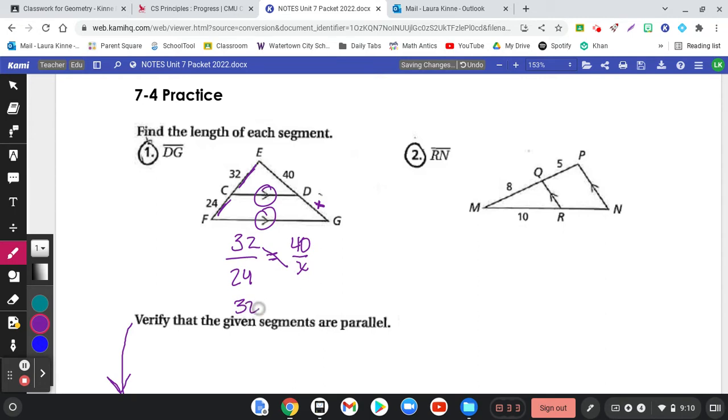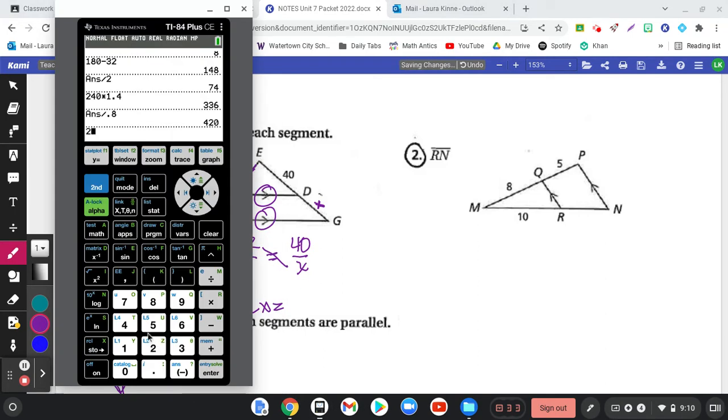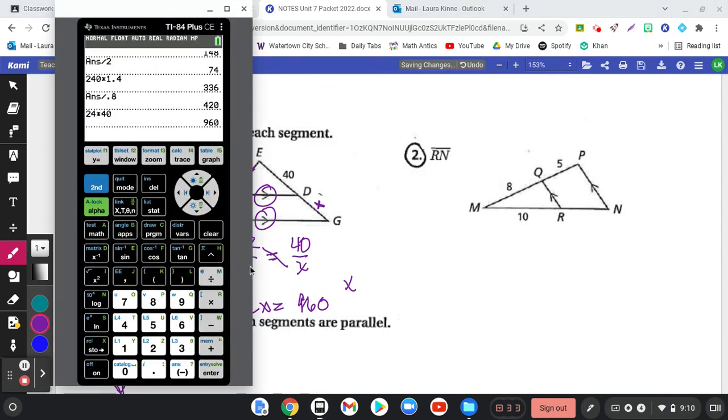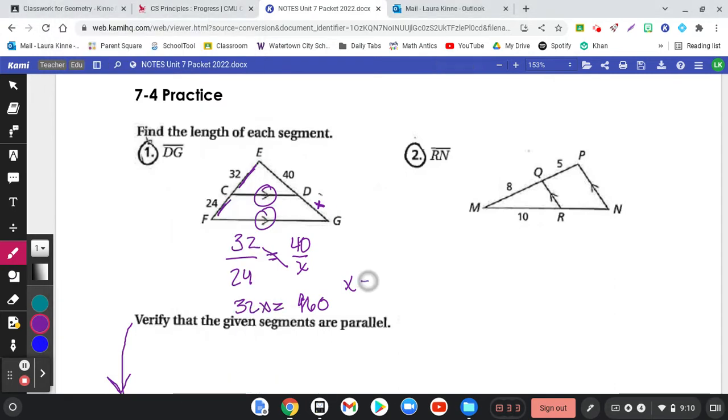So 32x equals 24 times 40. Normally I'd have this written down, but my key is at work and I cannot go there. All right, 960, and then divide both sides by 32. 30. So DG equals 30.